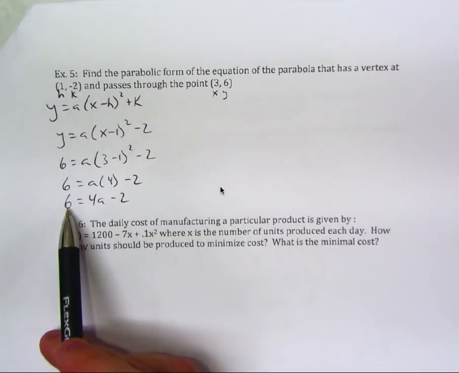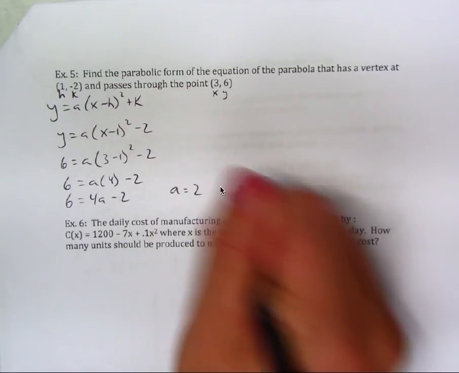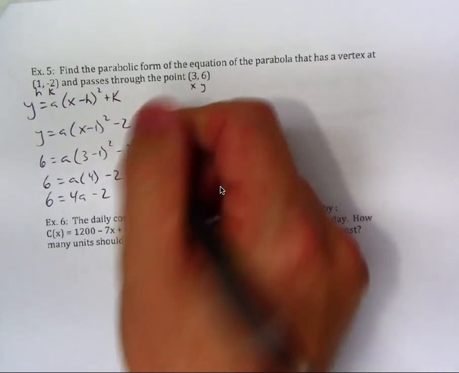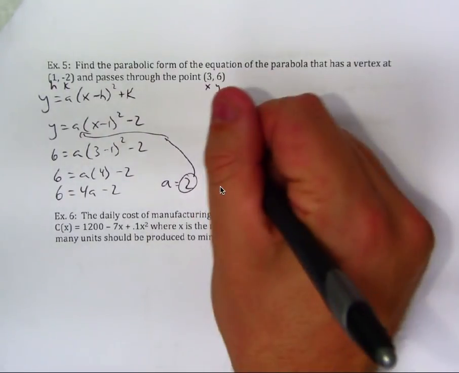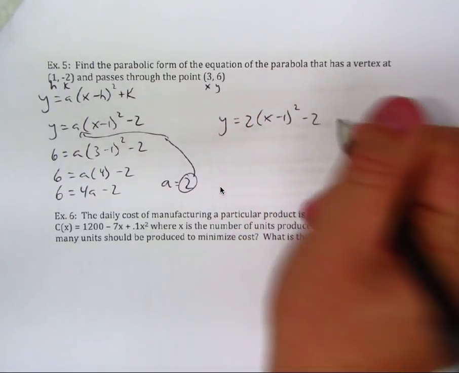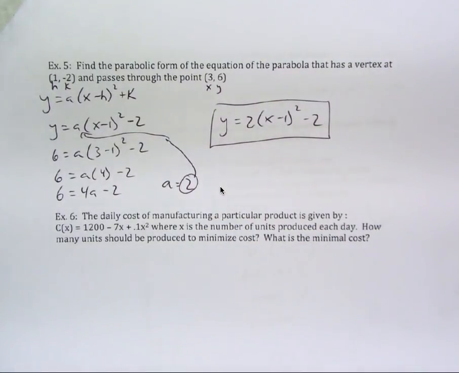So add 2 and you get 8. 8 divided by 4 is 2. So a is 2. So to write the final answer, just pop that 2 right where that a value is right here. When you write the equation of something, y and x are always going to be in your equation. There it is. So take what you know and use it to find your equation.